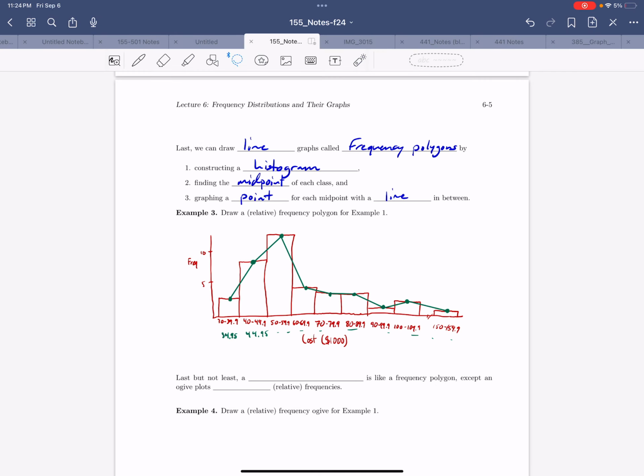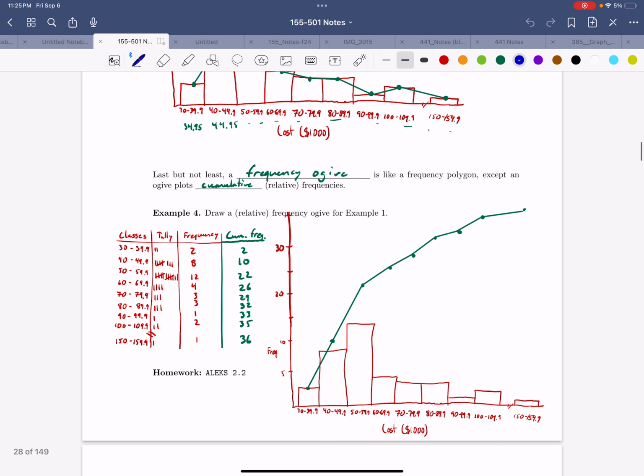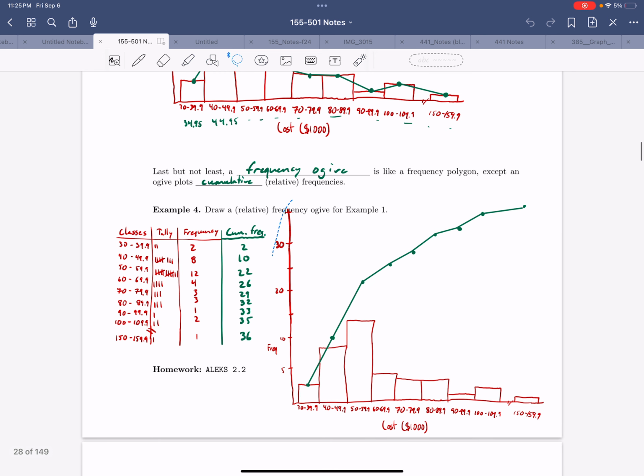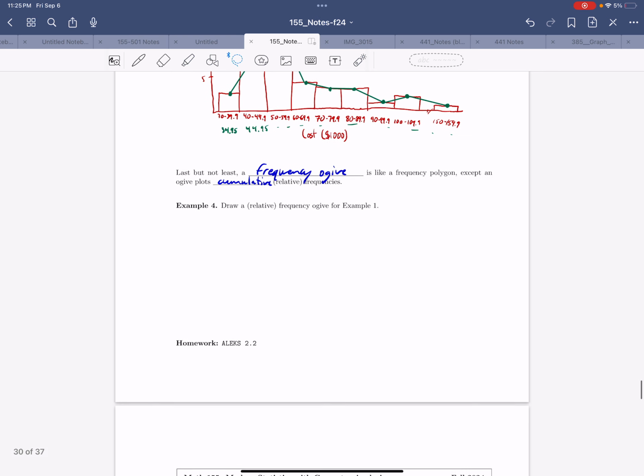And then last but not least, a frequency ogive. Yeah, I'd never heard of this either. It's like a frequency polygon, except ogive plots cumulative relative frequencies. And again, I'll just do a quick illustration. It's just this. I don't want to spend too much time on this. It's not super common or important, but just so you see it, just in case it ever comes up.